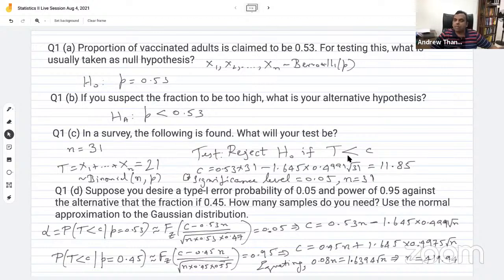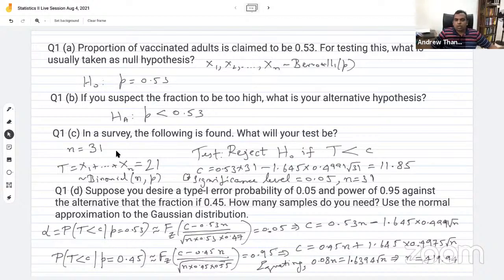Will we get the FC value in the exam? Yes, absolutely, in the exam you will get the FC value, so don't worry about it. But eventually people memorize these things: FC inverse of 0.05 is minus 1.645. How did we get 0.499? That is the square root of 0.53 into 0.47, which ends up being 0.499. Is that okay, Sejal? I hope you got it.